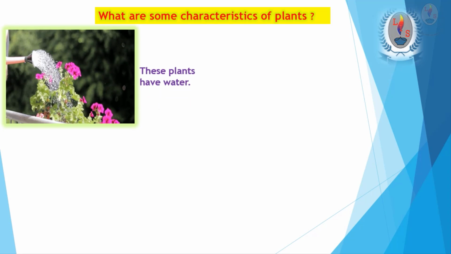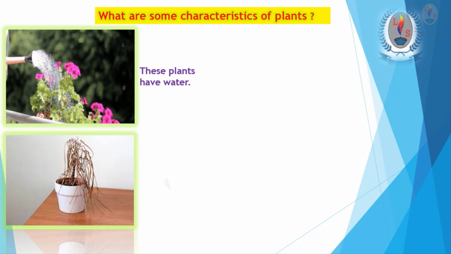In this picture, you can see these plants have water. In this picture, these plants are dying. Tell me, children, why this plant is dead? Yes, because this plant does not get air, water or light.